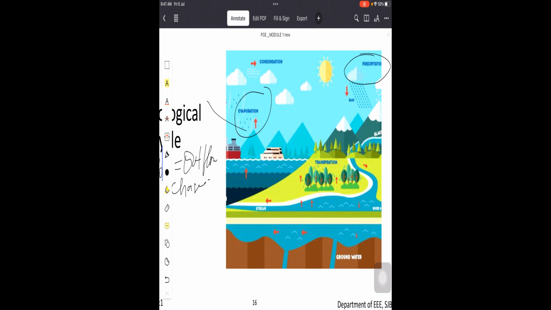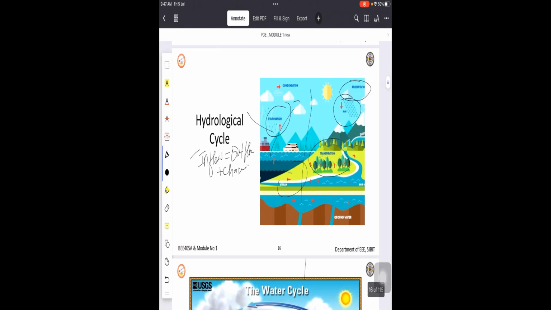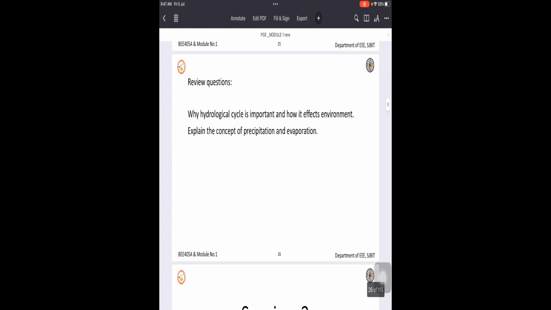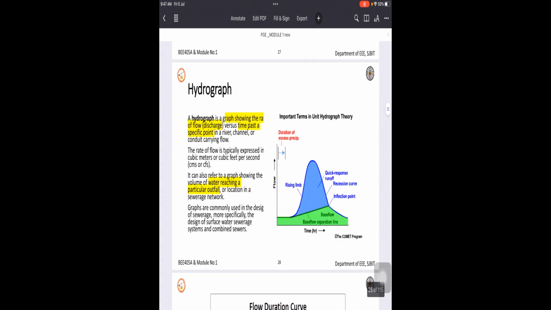So this is how the hydrological cycle works. We can see here the precipitation, then the rain, then transpiration, then the stream, then evaporation. Now let us understand the hydrological cycle, how it works. After understanding the hydrological cycle and the meaning of evaporation, runoff, and other things, now let us understand the hydrograph, flow duration curve, and mass curve.